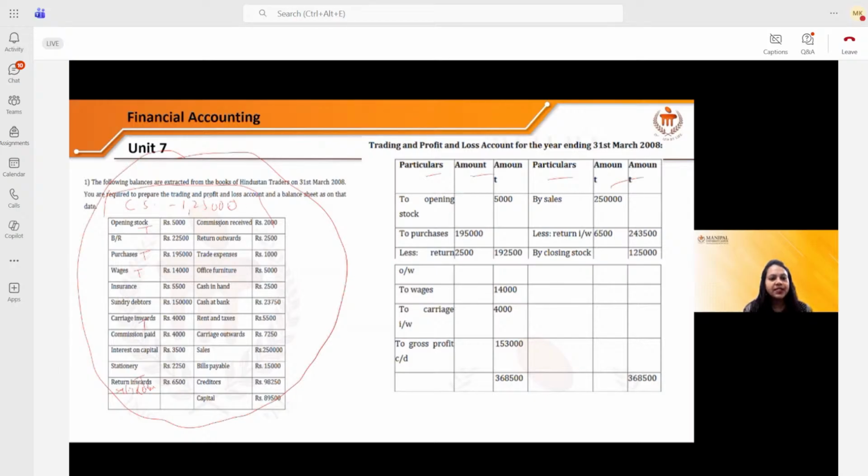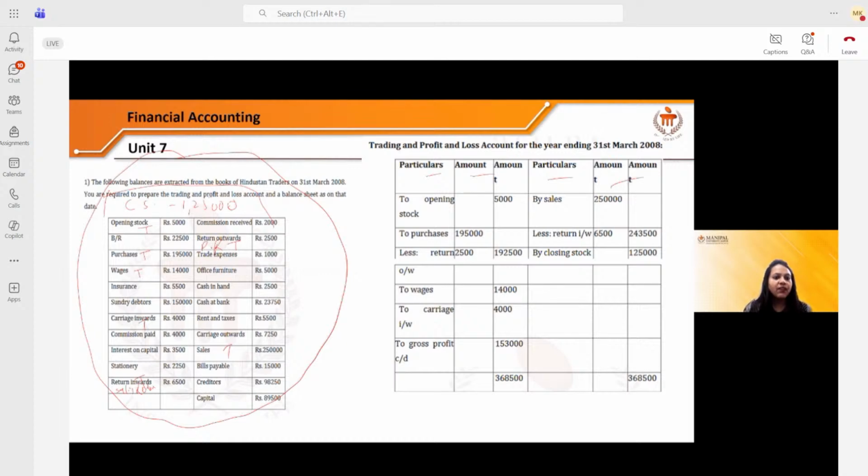Coming to this side, commission received, no. Return outward, yes. Return outward is called purchase return. Trade expenses, no, not in trading account. Office furniture, not in trading account. Cash in hand, no. Cash at bank, no. Rent and tax, no. Carriage outward, no. Sales, yes, sales comes in the trading account. Bills payable, no. Creditors, no. Capital, no. Okay, so I have identified which items come in the trading account.